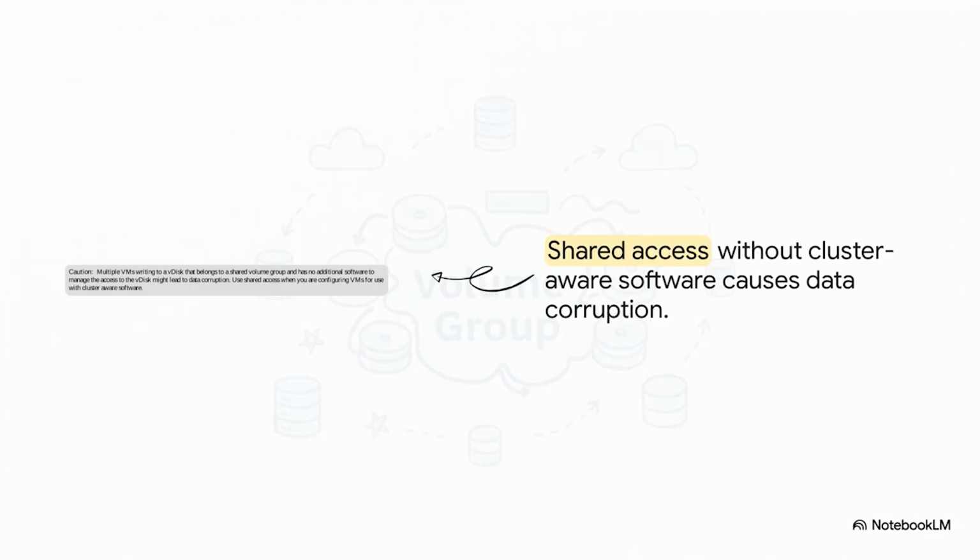But you've got to pay close attention to a massive caveat here coming straight from the Nutanix documentation. If you allow multiple VMs to write to a shared volume group without using clusterware software, like that Oracle RAC or Windows failover clustering we just mentioned, you are going to cause catastrophic data corruption. I mean it. Without clusterware software managing the locks, you create this awful split-brain scenario. Two virtual machines might attempt a blind overwrite on the exact same block of data simultaneously.